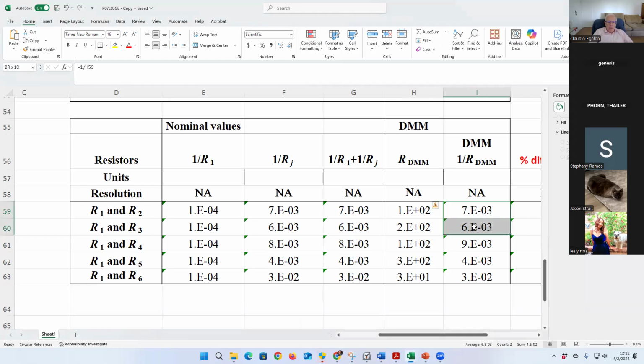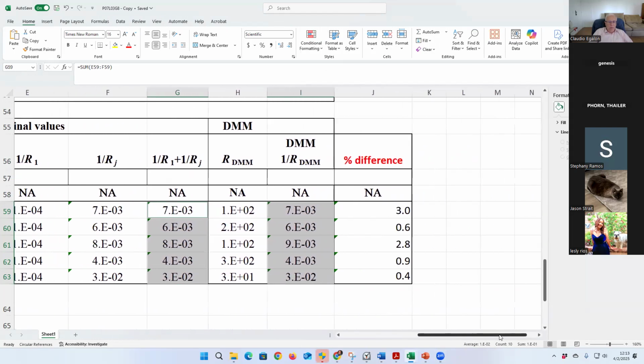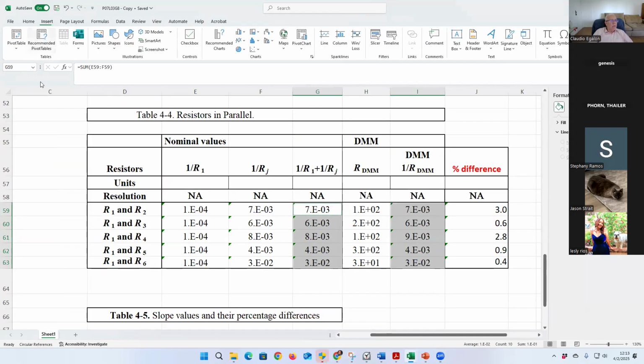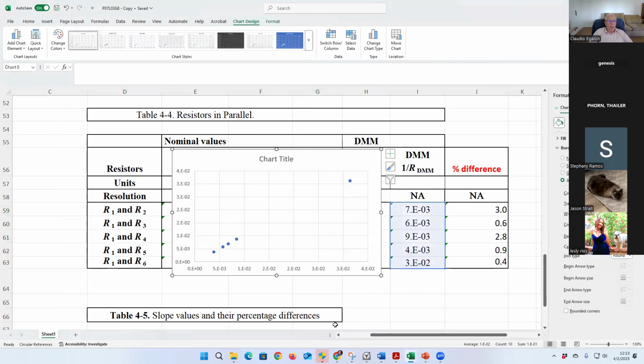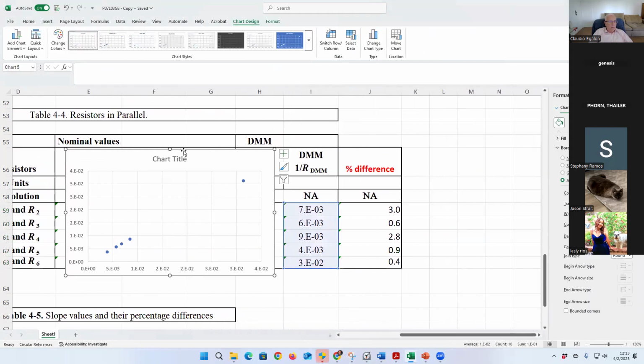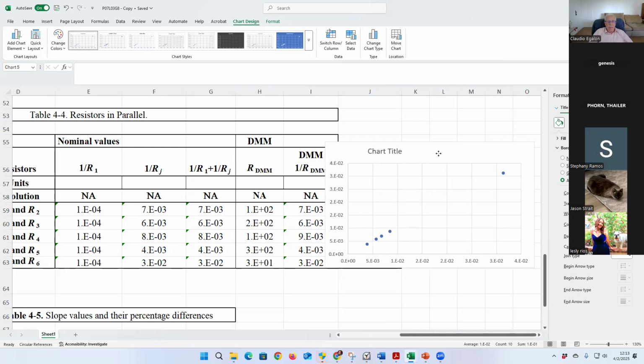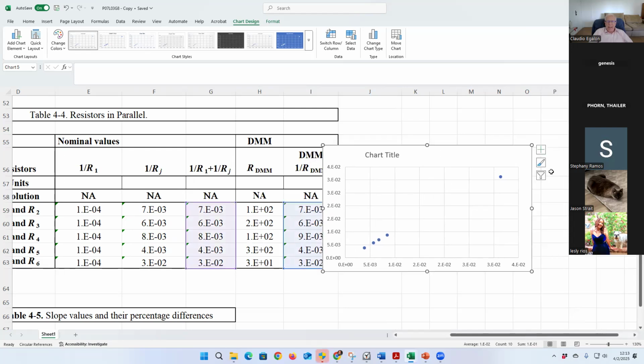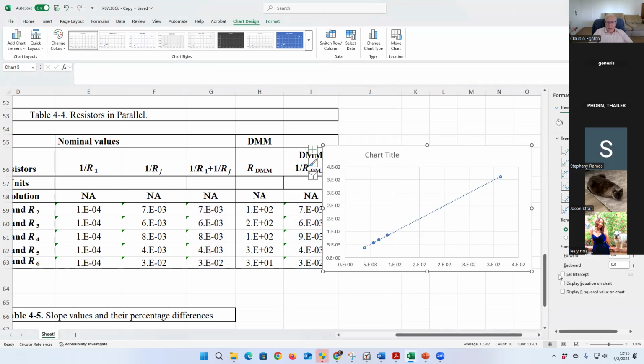Here you go. Plot the inverse measured by the multimeter and the summation of the inverse of the nominal value. Insert chart. Here you go. A big gap as well, right? Must be the big gap that's giving that problem, the difference with the intercept. Trend line, display equation on chart. Here you go. Like that.